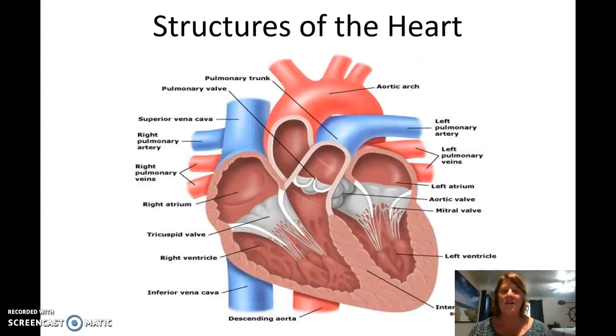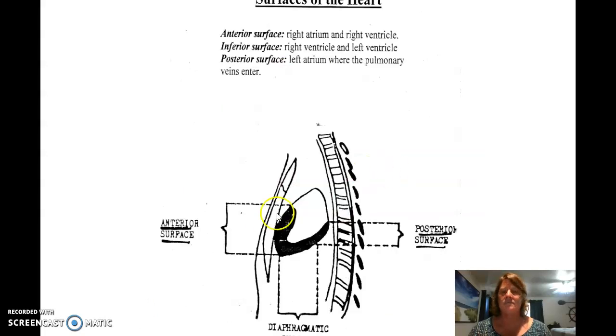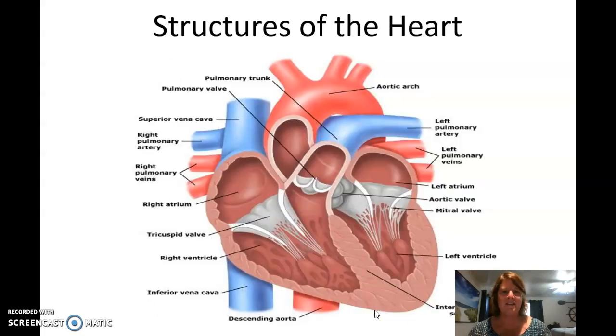On the left side of the heart, we have 4 pulmonary veins. We have 2 on the left side and 2 on the right side, though they all empty into the left atrium. Between the left atrium and the left ventricle, we have the mitral valve, also known as the bicuspid valve. And then between the left ventricle and the aorta, we have the aortic valve.